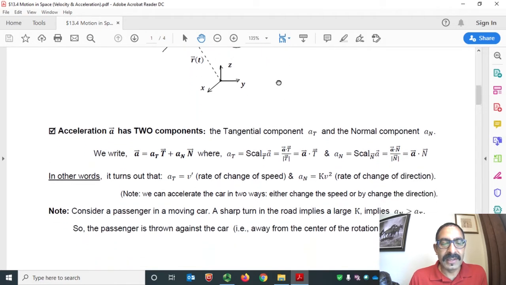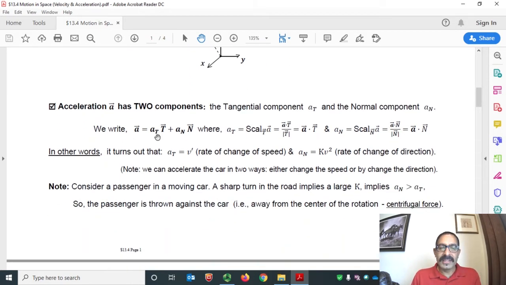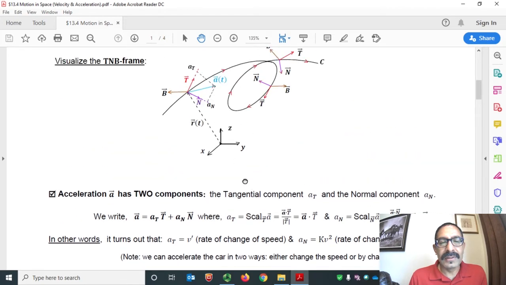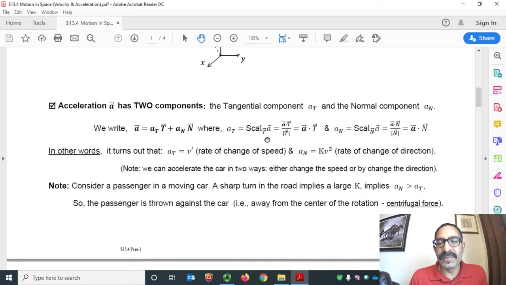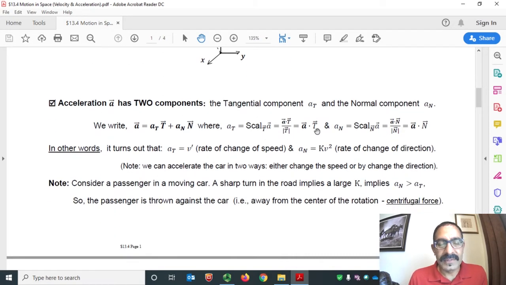Then we write acceleration equals a_T times the unit tangent vector plus a_N times the unit normal vector, where a_T equals the scalar projection of A onto T, which turns out to be simply A dot T. Similarly, the normal component a_N of acceleration equals the scalar projection of A onto N, which is simply A dot N.